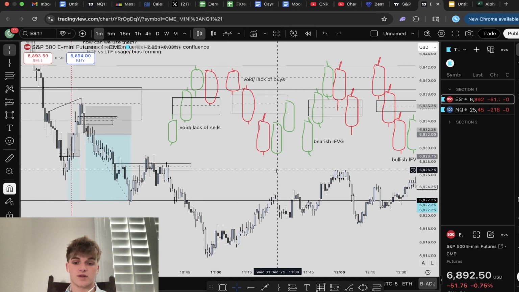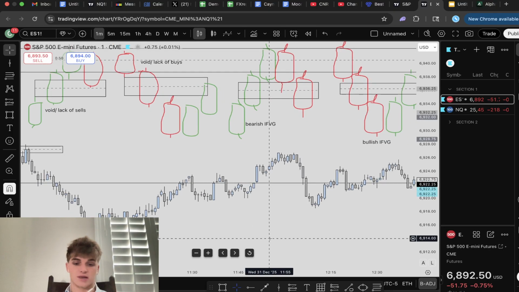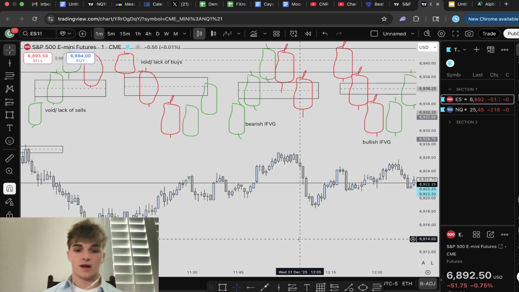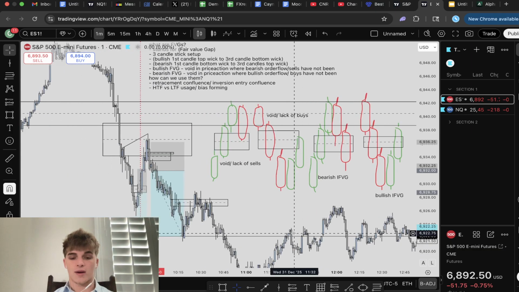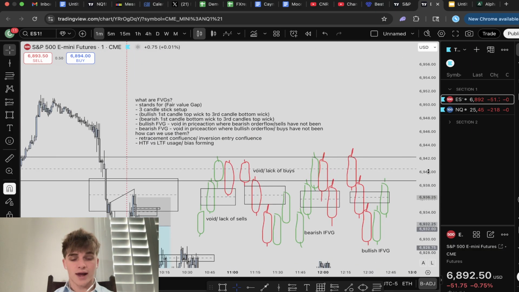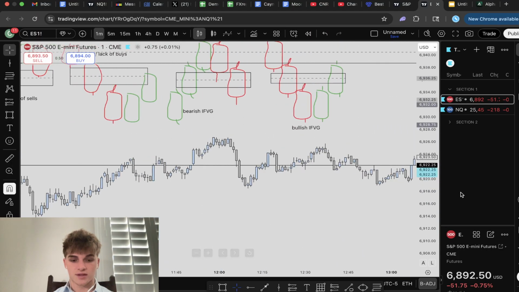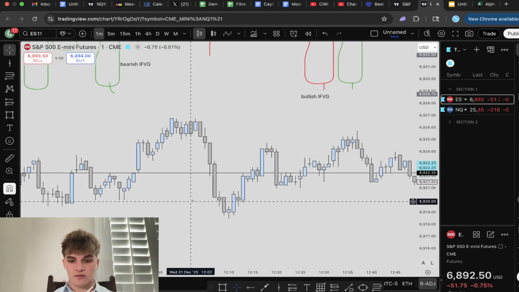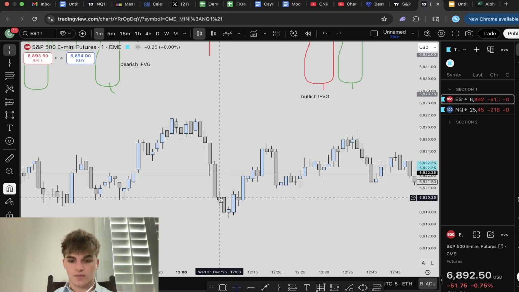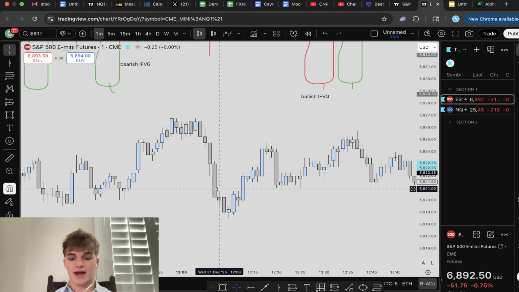And another thing: there can be multiple stacks of fair value gaps. I definitely forgot to go over this, but I'm going to go over it right now. There can be multiple stacks of fair value gaps. We can find an example right here, fellas. Boom, boom, boom. We have, is that a fair value gap? No. 1, 2, 3. We have 3 bearish fair value gaps stacked on each other.